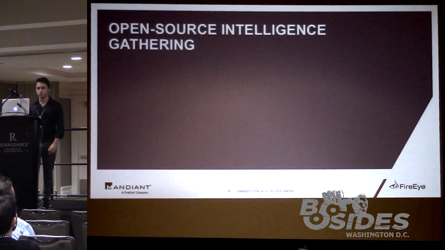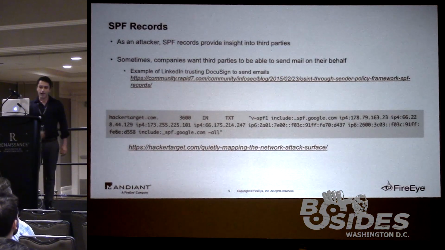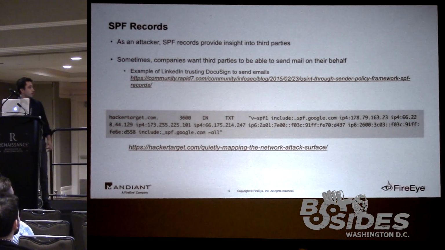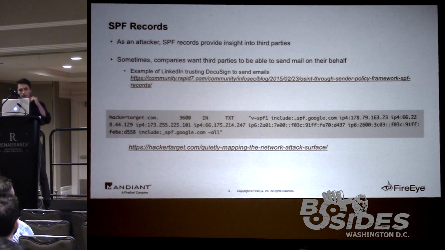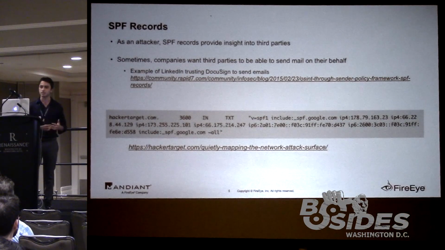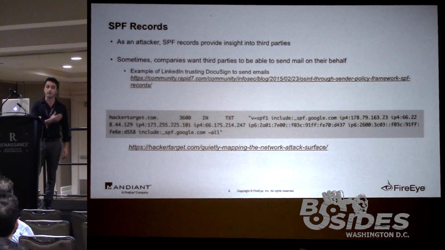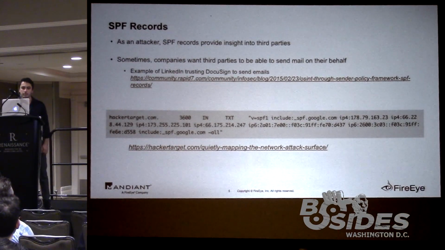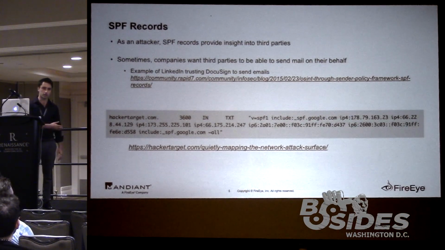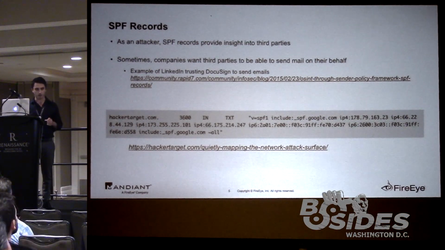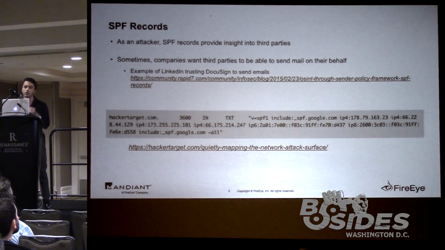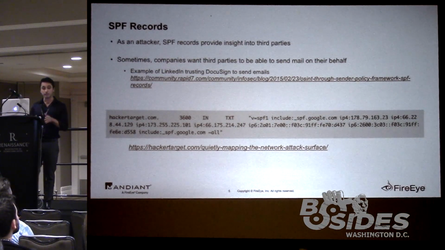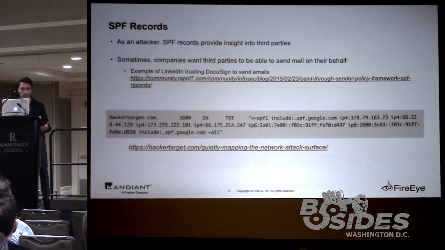So let's start with open source intelligence gathering. SPF Records stand for Sender Policy Framework Records, and they're actually part of the text record in DNS servers. And as an attacker, these can actually give some insight as to what services the company is using. So if I want a different company to send emails on my behalf, this article right here talks about LinkedIn allowing DocuSign to send emails on behalf of LinkedIn, then I have to authorize them in my SPF record for my company, for my servers. So I would explicitly say in my SPF record, okay, if you see an email from LinkedIn but it's actually from DocuSign, it's allowed, because I gave them authority to do that.